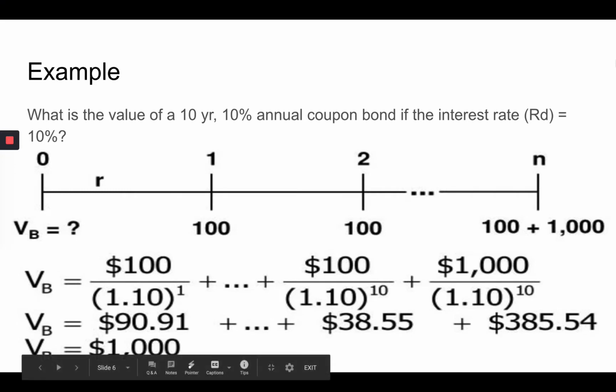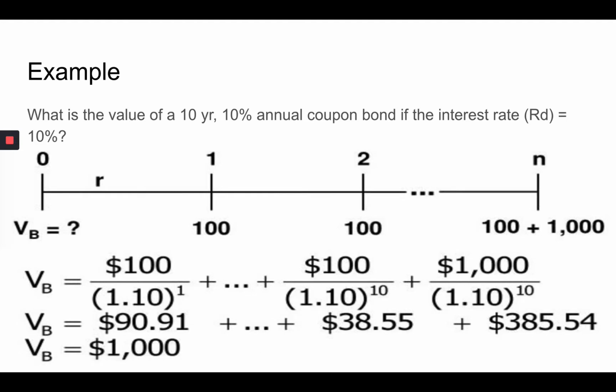Here's an example. What is the value of a 10-year, 10% annual coupon bond if the interest rate RD equals 10%? So you look here in question, we're looking for the value of the bond. After period 1, you get $100. After period 2, you get $100, etc. When you do the math, the value of the bond equals $100 over 1 plus 0.1 to the first. You take into consideration all 10 periods in the question, this is going to be years, plus finally $1,000 over 1.1 to the 10th. Essentially add all this up, the value of the bond is going to be $1,000.